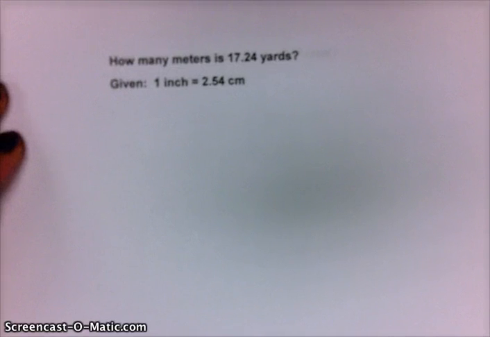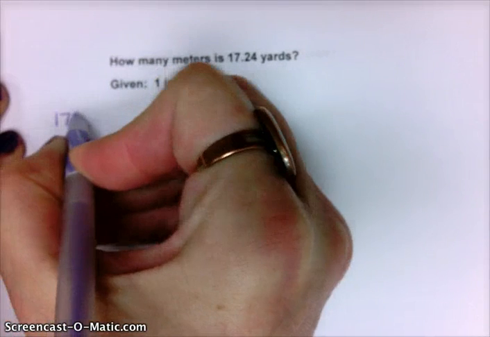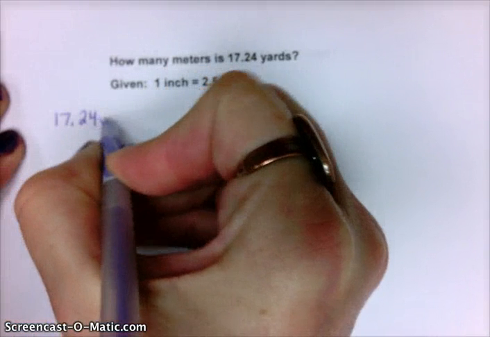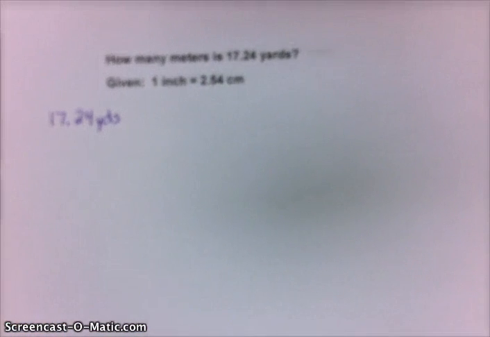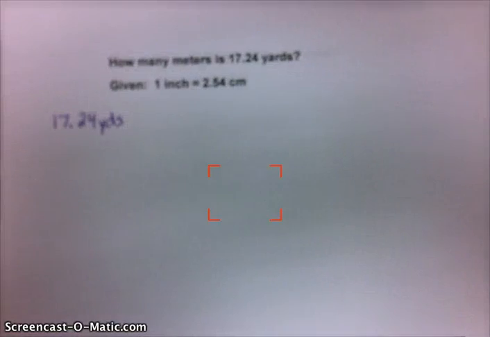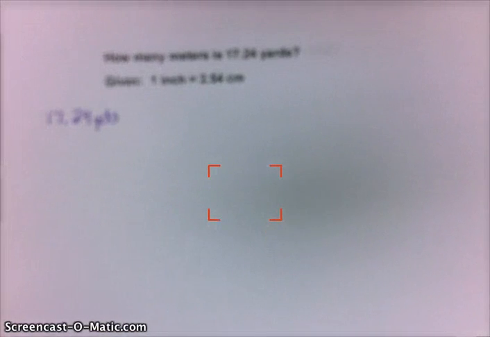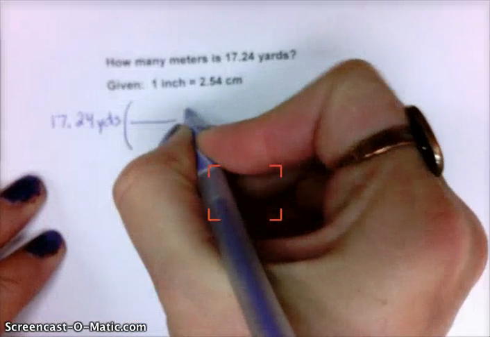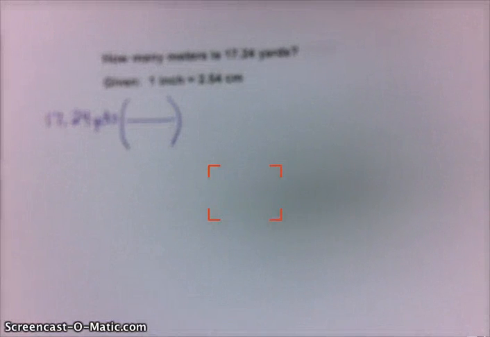So we always start conversion problems with what we were given, and we were given 17.24 yards. What do we know about yards? Well, we know about feet and yards. We know that there are 3 feet in 1 yard. So let's set up our conversion factor and think about where the 3 feet and the 1 yard should go.